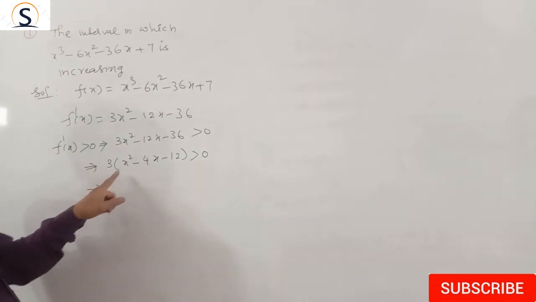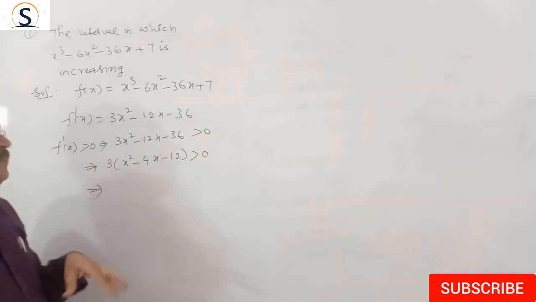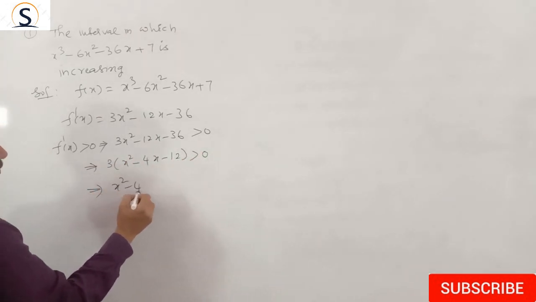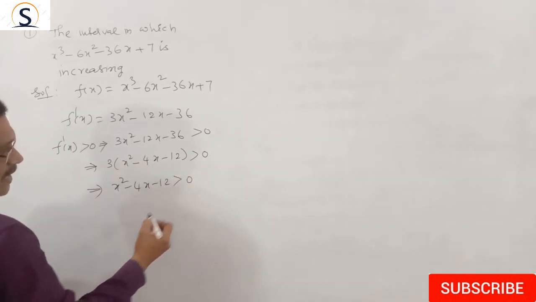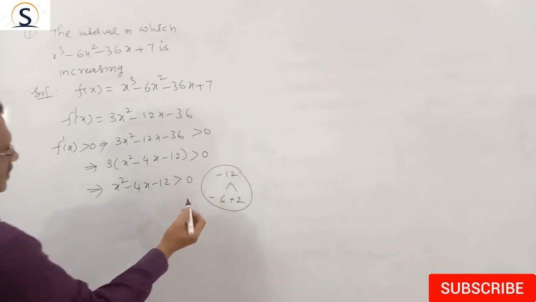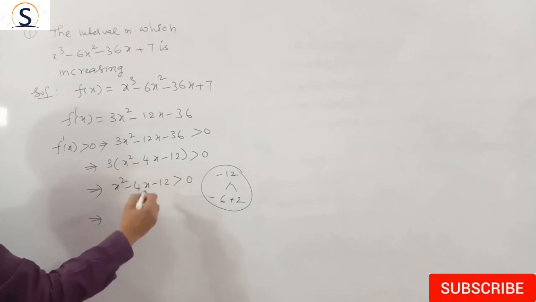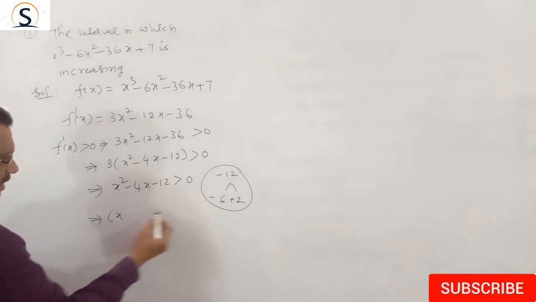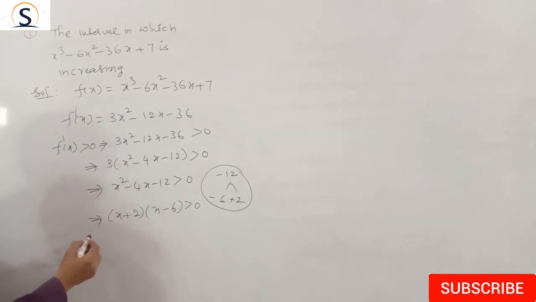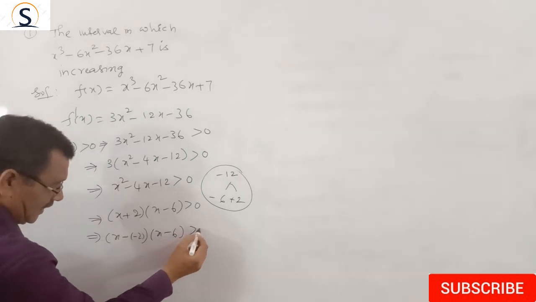Now, there are two factors in this, and their product is greater than 0. You know that 3 is greater than 0, so only bother about this expression: x square minus 4x minus 12 must be greater than 0. Now, the factors of minus 12 are 6 and 2 with minus and plus signs, so this is minus 4x and this is minus 12. First write the plus term and next the minus term. x plus 2 into x minus 6 is greater than 0.